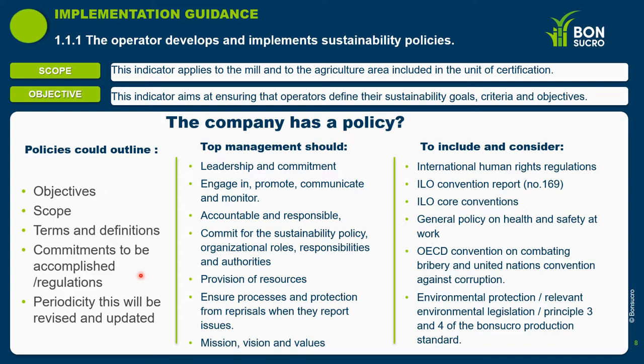The top management should be involved. They need to engage, to have leadership, to be accountable, to commit to these policies and to commit in the constructions, of course, and to be clear and to have some structure on these policies. We need to include some important documents like ILO documents, general policy on health and safety, or OECD documents, and the information on the Bonsucro Production Standard for Principle 3 and 4. This is the plan for the implementation in the future.